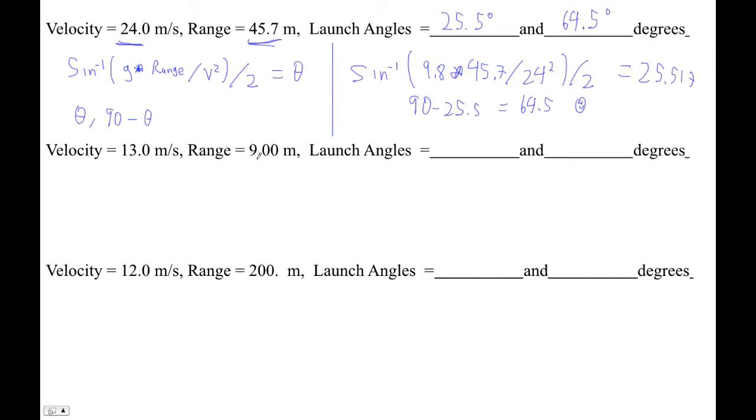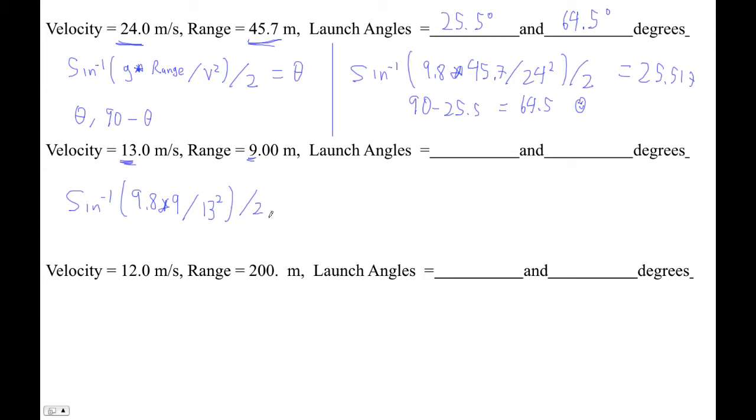Okay, so let's look at this guy. We want it to go 9 meters. It's going 13 meters per second. So I'm going to go inverse sine. So second sine, hit the second button and sine. G times the range, so 9.8 times the range, which is 9, divided by 13 squared. Divide that by 2. So don't forget the parenthesis. You've got to go parenthesis divided by 2.